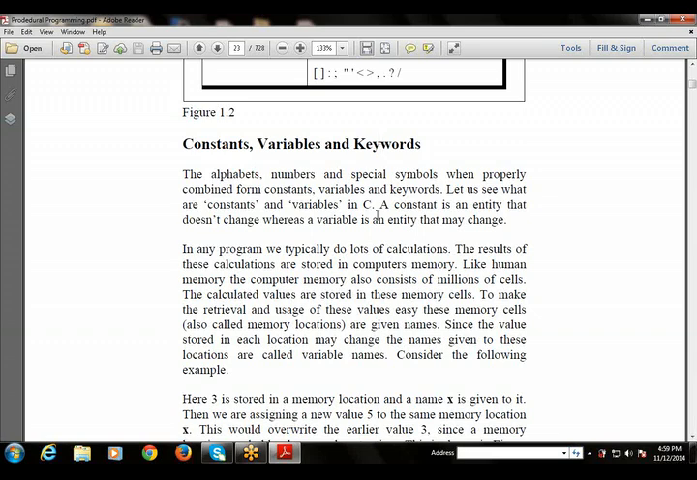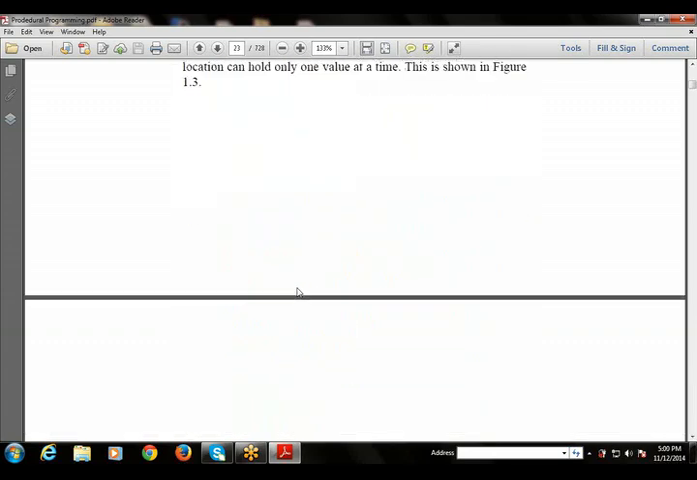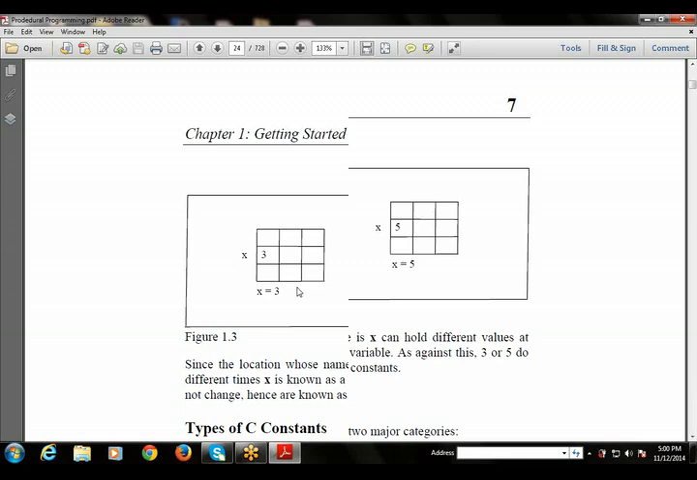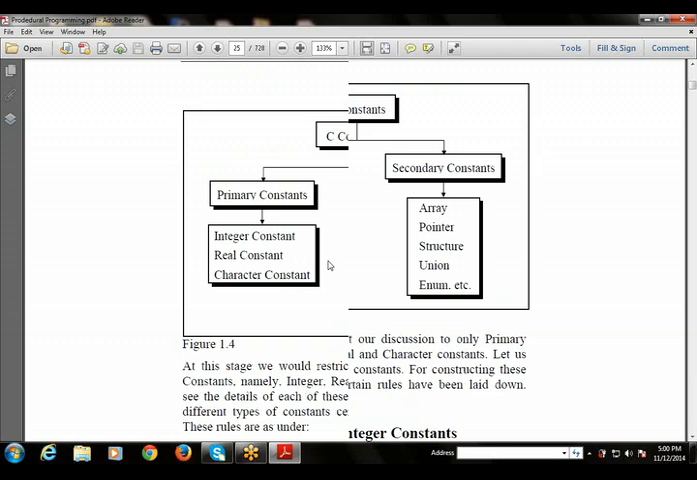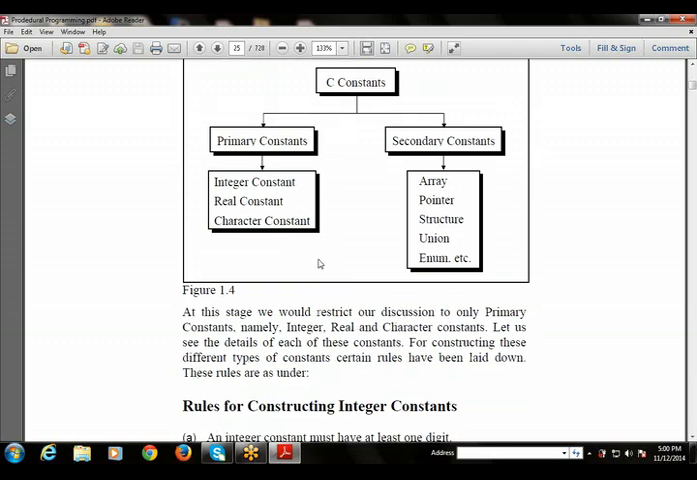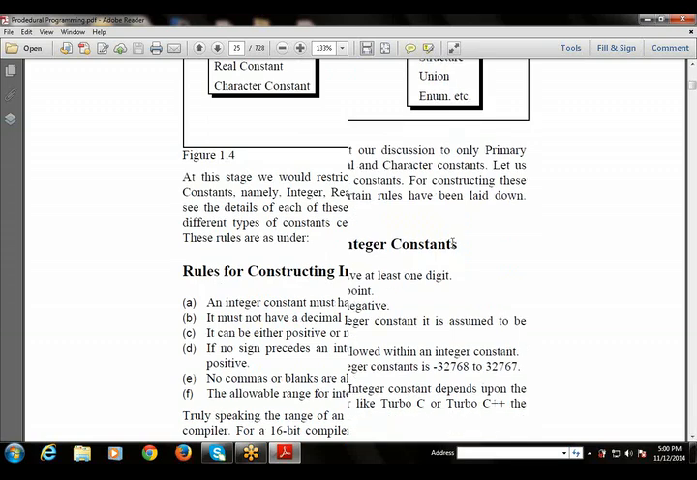There is a difference between constant, variable and keyword. Constants are the symbols that are used for the calculation. Variable values vary from time to time, that is, if I store the variable value as 3, it will change because it is known as a variable. Then we studied the C constants, that is, the types of C constants available, divided into two parts: primary and secondary. In primary there are three types: integer, real, character. In secondary there are a few types like array, pointer, structure, union, enum.